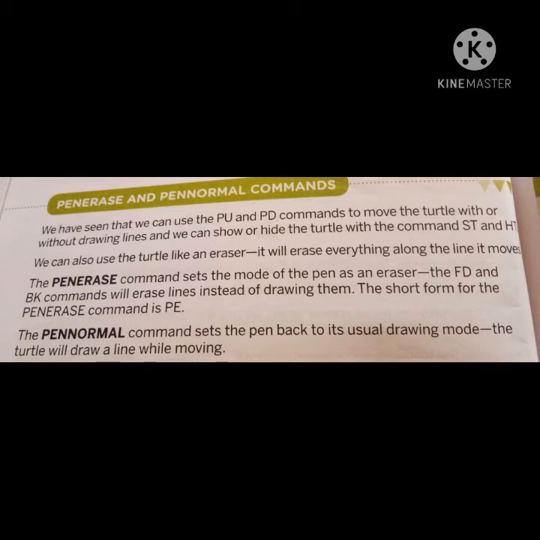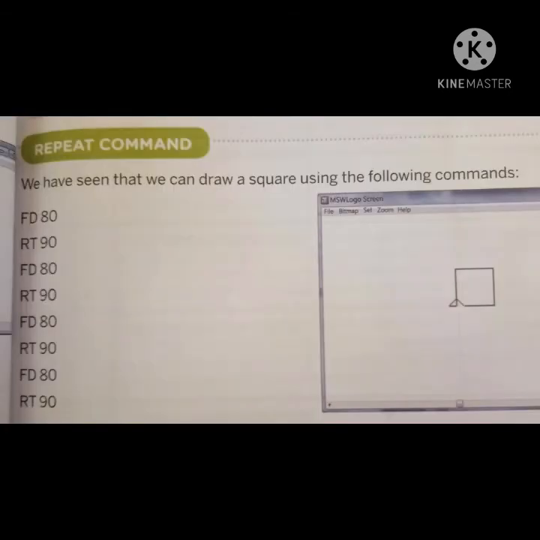After finishing erasing, again you want the turtle back without an eraser to draw a shape. Then you have to use the next command called pen normal. So once you set the command pen normal, the eraser gets off and then the pen comes back and you can draw the shape. Now let us learn about repeat command.